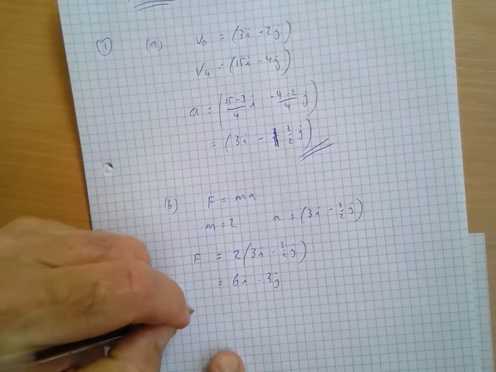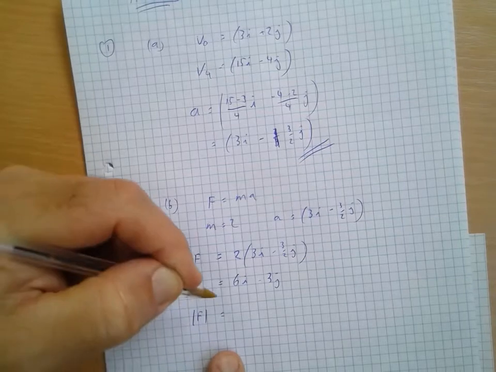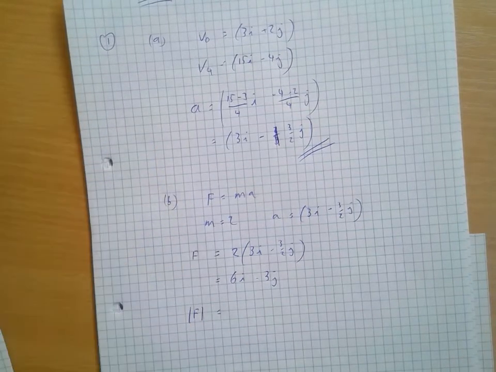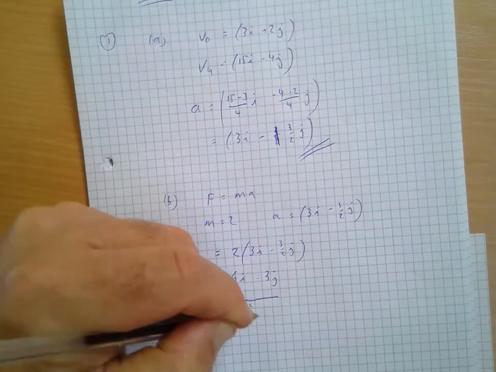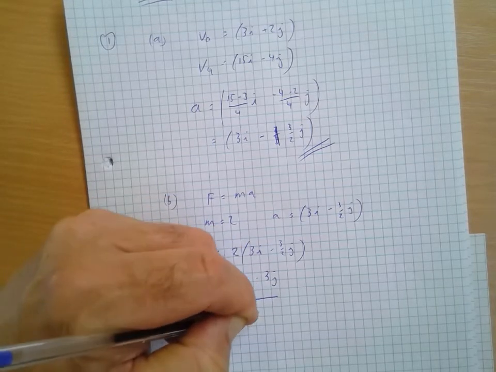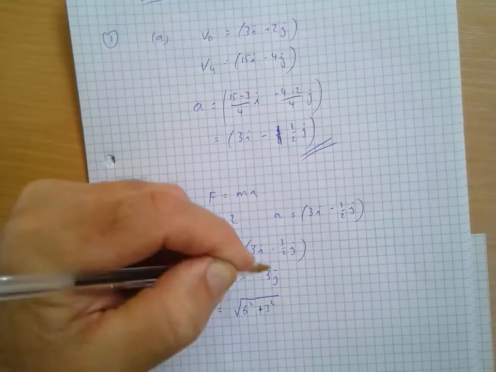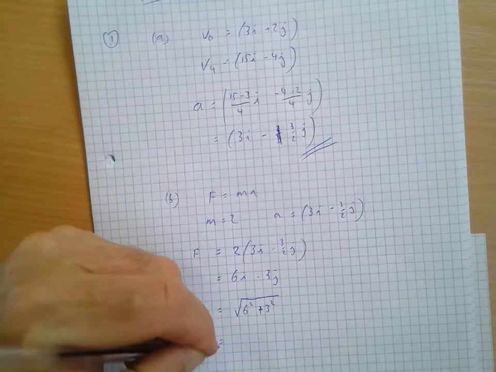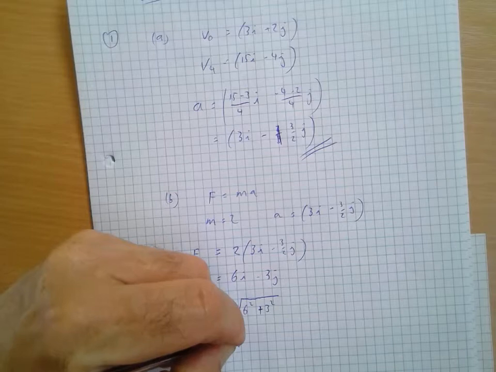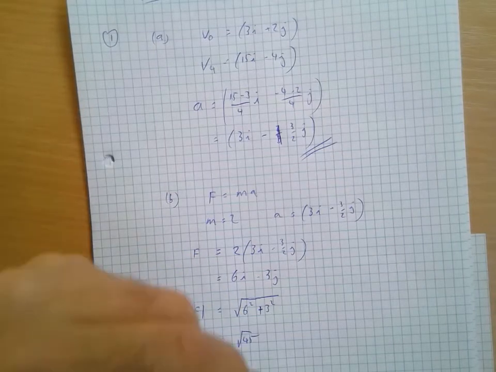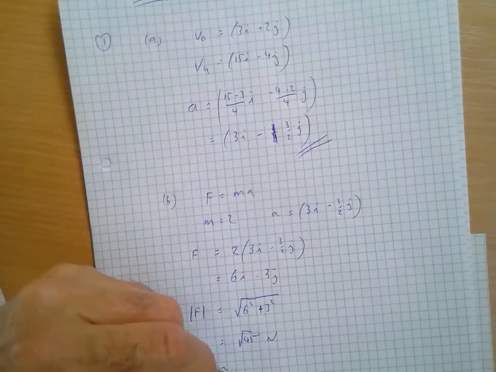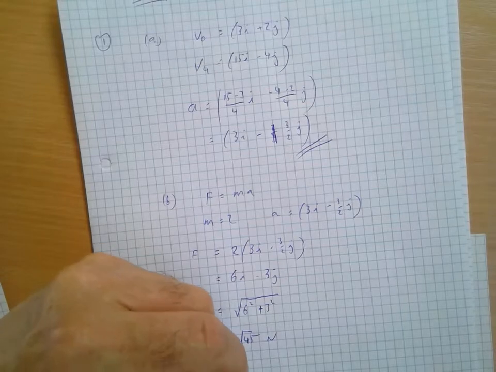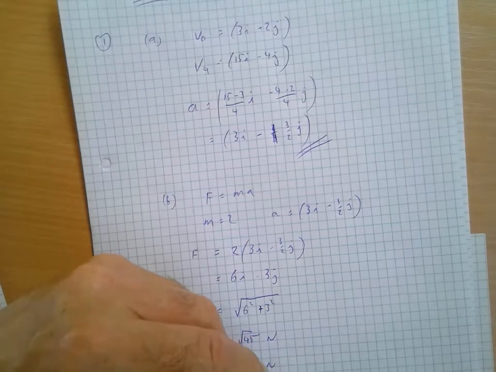Now the question wants the magnitude of the force, so in that case we're going to use Pythagoras. Magnitude of the force equals the square root of the square of the x and y components. So 6 squared, and although it's negative, when you square it, it becomes positive, plus 3 squared, which is root 45 newtons. Now it doesn't say in terms of, so that's an exact answer. It's approximately equal to 6.71 newtons, and either of those would be acceptable.